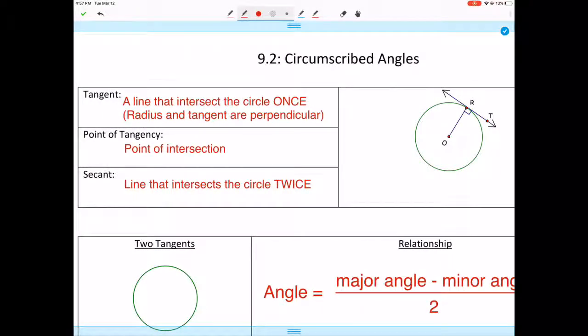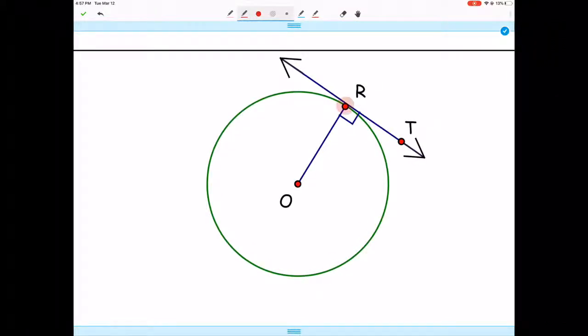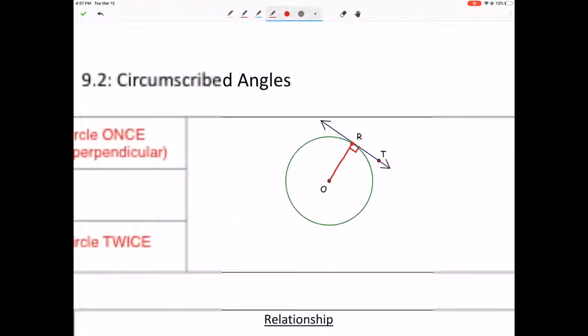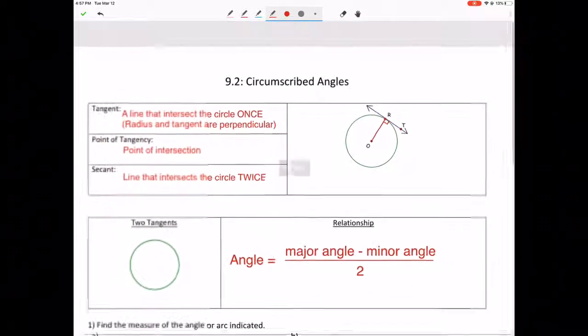A tangent line is a line that intersects the circle only one time. And the radius and the tangent are perpendicular. So if we look at this graph, it kind of looks like it's not really on it, but the tangent line only crosses the circle at one point. And the radius that connects to this tangent is perpendicular. That's something special about tangent lines. So just remember that a tangent line only touches the circle one time, and it is perpendicular to the radius all the time. So this would be tangent.